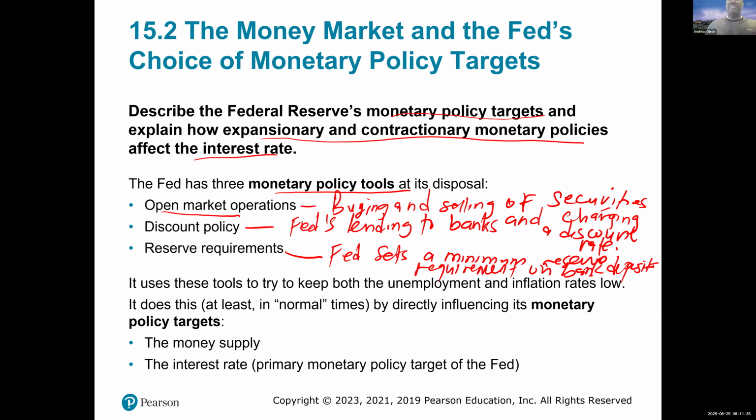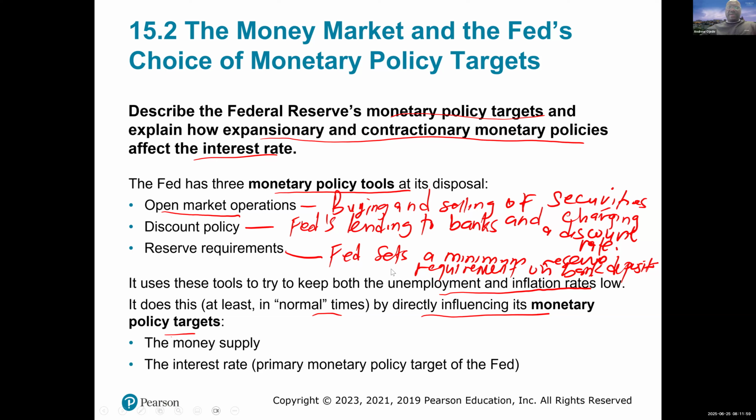So minimum reserves are basically the part of the customer's deposit that banks must not loan out or invest in securities. So the Fed is going to use those tools to try to keep both unemployment and inflation rates low. It does this, at least in normal times, by directly influencing the monetary policy targets. So let's talk about the monetary policy targets.